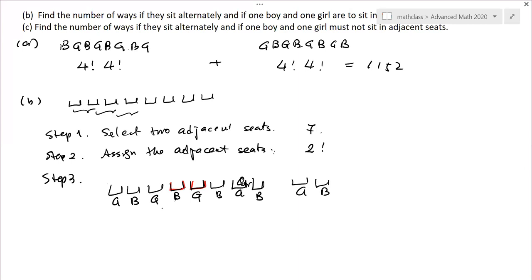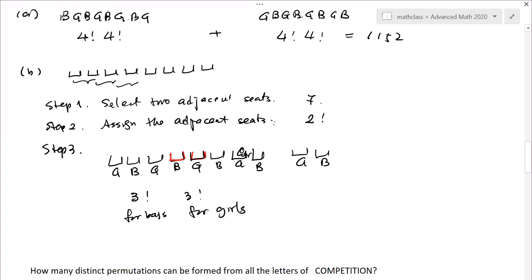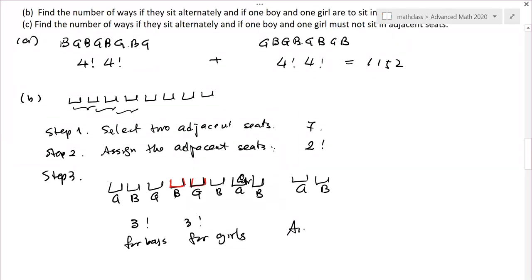So it doesn't matter in which order, right? There are 3 seats for the boys, 3 seats for the girls. So this will be 3 factorial for the boys, 3 factorial for the girls. So the answer will be 7 times 2 factorial times 3 factorial times 3 factorial. Okay, that will be 504 different ways.